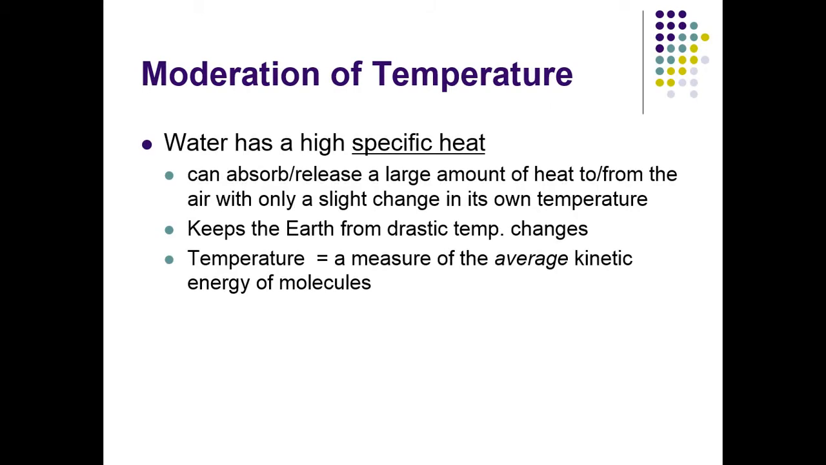Another property of water is its moderation of temperature. We learned that water has a high specific heat. That means it can absorb or release a large amount of heat to and from the air with only a slight change in its own temperature. This keeps the Earth from drastic temperature changes and gives us fairly mild seasons, even though it seems like there's a big difference between summer and winter.